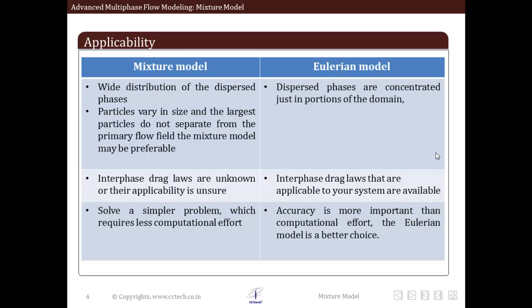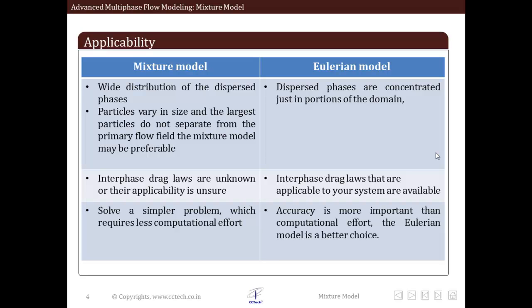Next criteria is the drag laws between the different phases that we are modeling. If we exactly know the drag law, it is always good to go for the Eulerian model because it will give accurate results. But if we are not sure about which drag laws are applicable to our system, instead of investing computational effort into a detailed Eulerian model, we can use the mixture model.